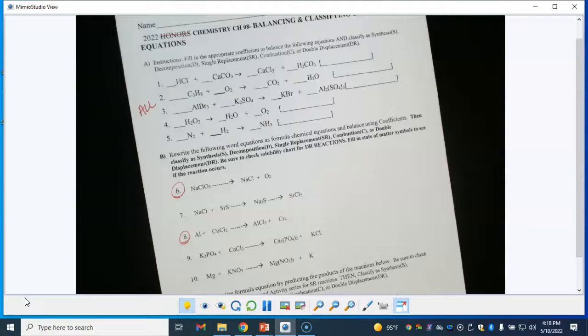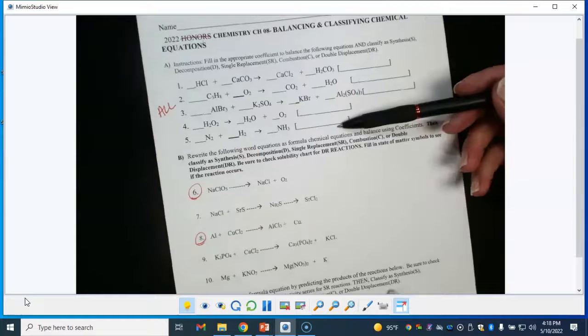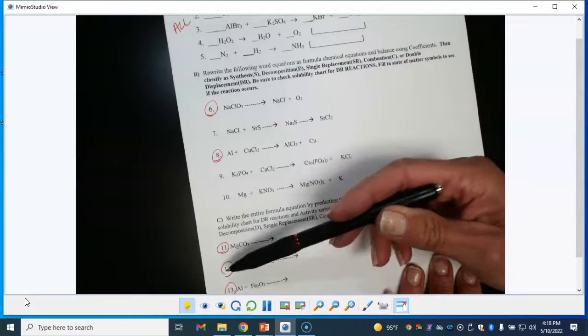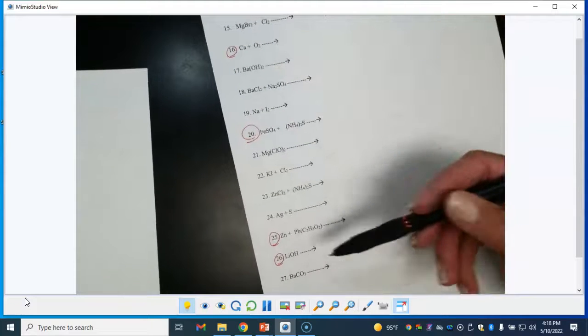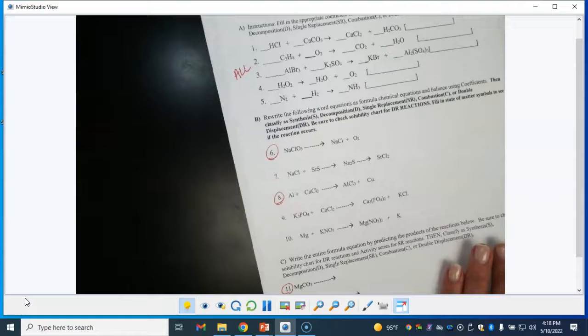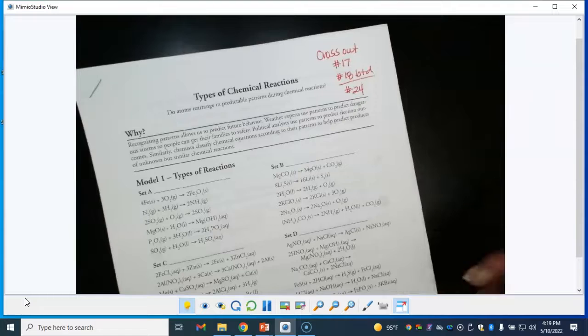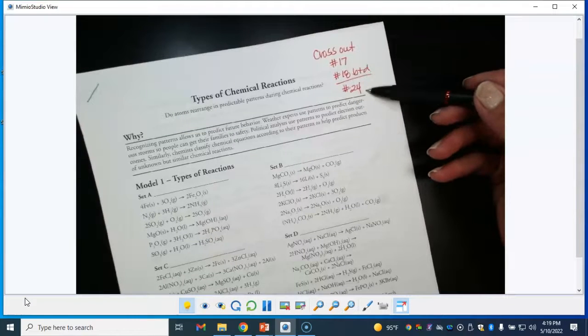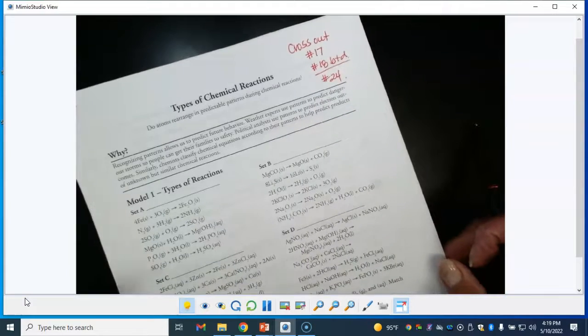So let me go over some of the things you guys are going to do. Today you guys are going to do 1 through 5 on this assignment. You're responsible for 6, 8, 11, 12, 13, 16, 20, 25, and 26. I'm going to go through a few example problems to refresh your memory from yesterday. You are also responsible for this assignment. You can cross out 17, 18, B and D, and number 24. But you should have plenty of time to get all of this done.